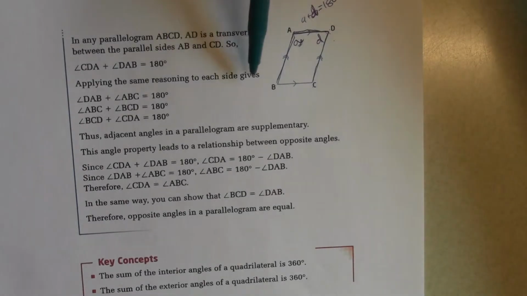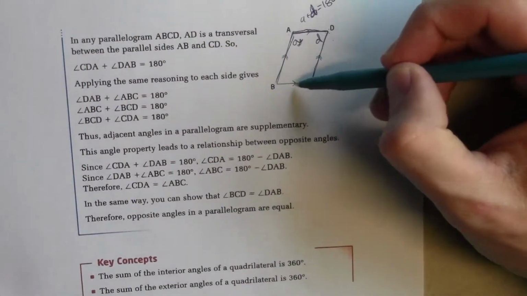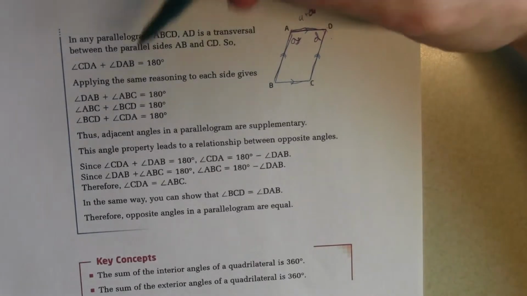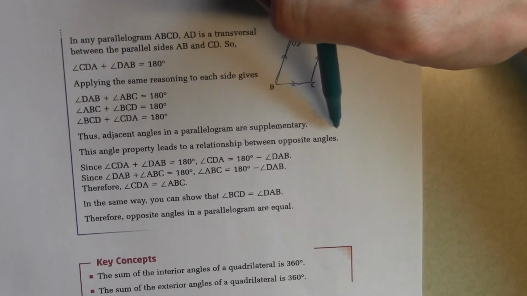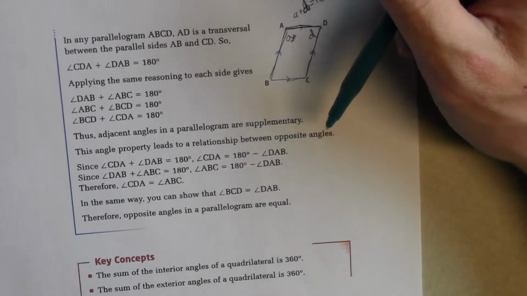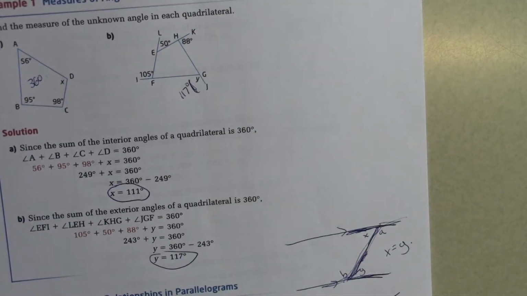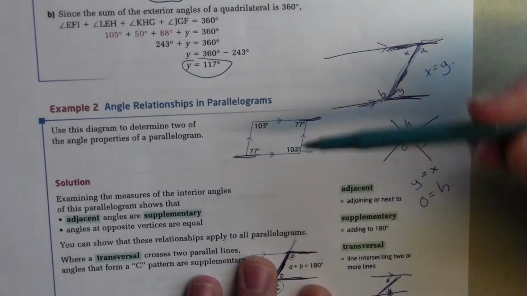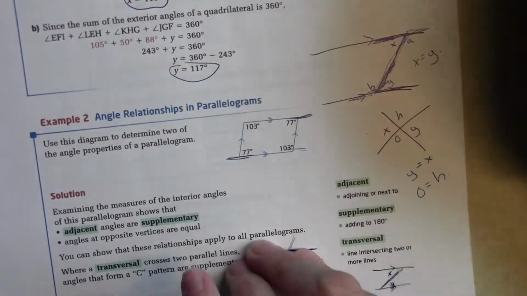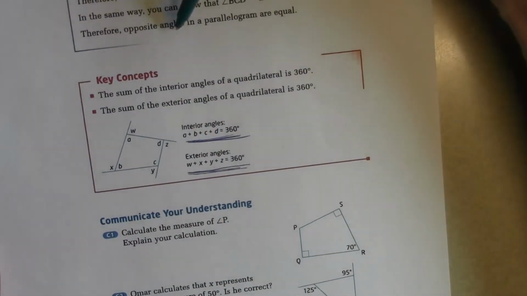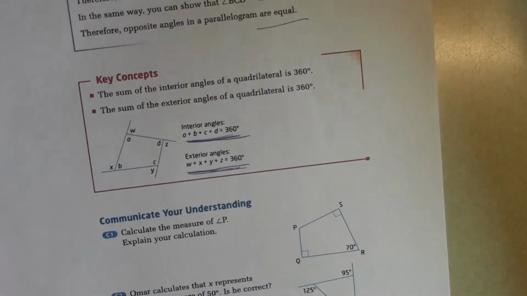Applying the same reasoning to each side gives this. So this is the C pattern on all four sides. This leads to a relationship between opposite angles. So we know that relationship between opposite angles in a parallelogram, they are the same. Here and here. Therefore, opposite angles in a parallelogram are equal.